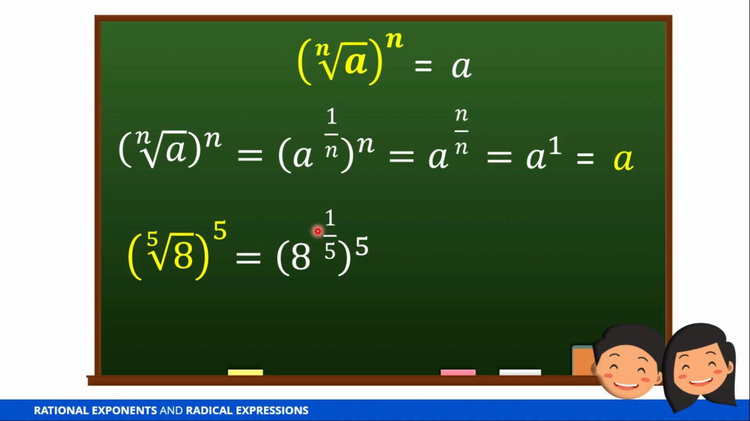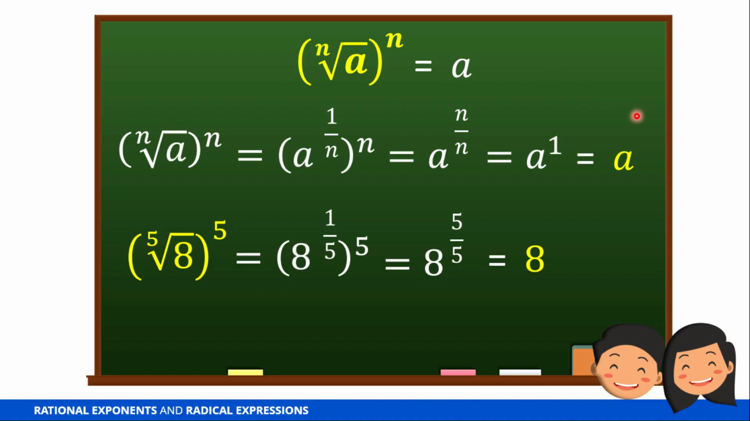Ang gagawin natin is to multiply yung 5 dito sa 1/5. So, magiging 8, okay, raised to yung 5 times numerator na 1, that is 5. And then yung 5 dito, meron itong denominator na 1. So, yung 1 times 5, that is 5. So, 5 divided by 5, that is equal to 1, or simply, yung ating magiging final answer is 8 na lamang. Mayroon tayo ditong exponent na 1 na hindi na natin isinulat. So that's our first rule dito sa ating radicals.